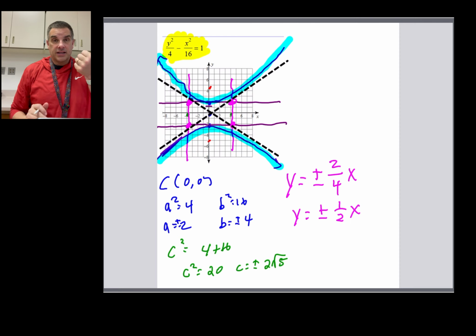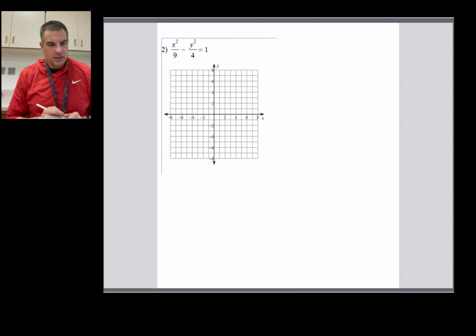Okay, so we can find the center pretty easily. We can find the a values, we can find the b values. We can find the c value, that's at the focus. We need that asymptote line in order to help us graph it. And then we can find those asymptote lines' equations as well. And this is kind of what you're going to be expected to do with these. So let's look at another example.